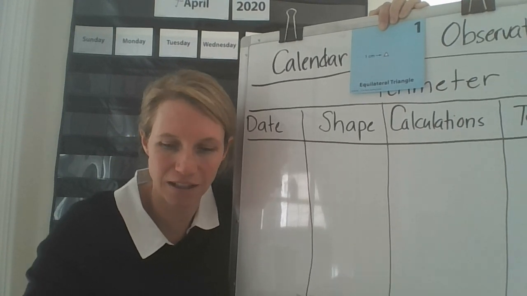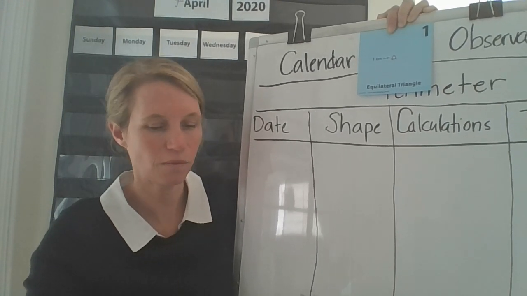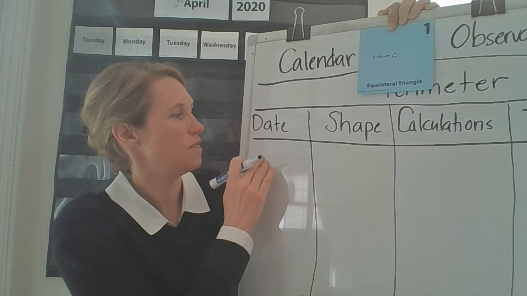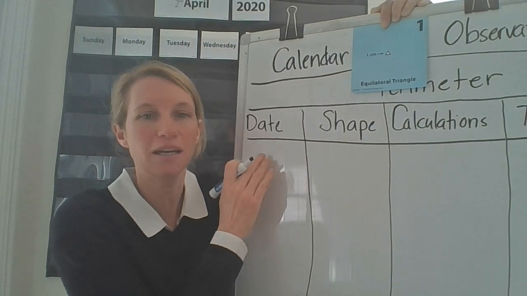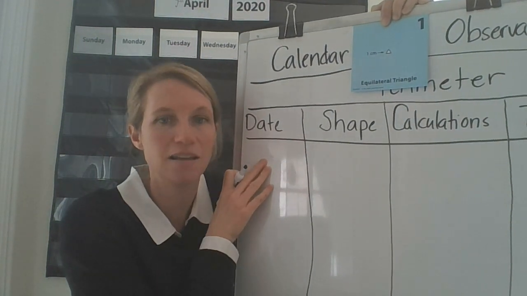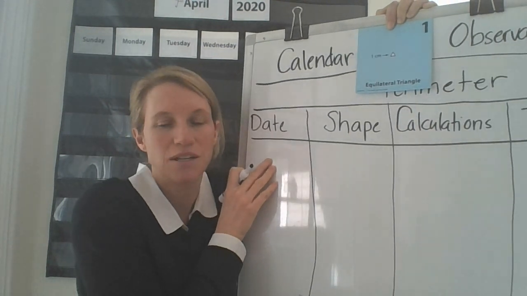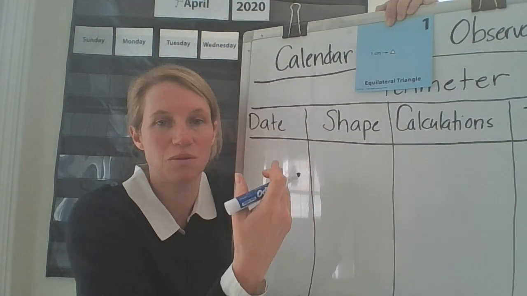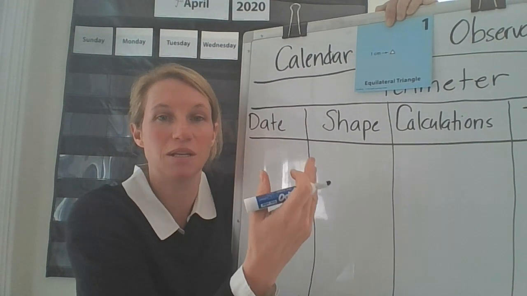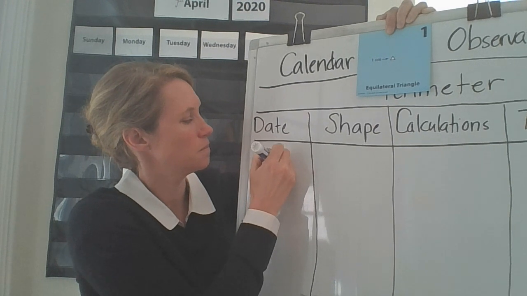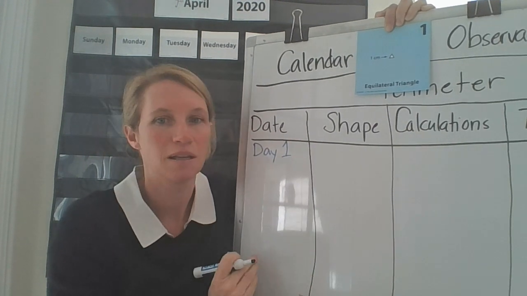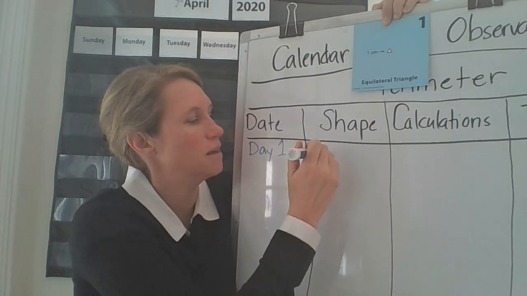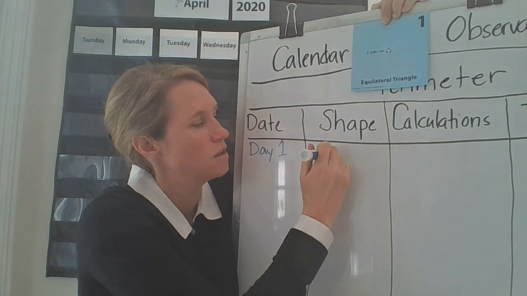Let's fill in our grid together. We know that this is day 1, and I'm not going to have you write the specific date in because I don't know what days we're actually going to be doing Number Corner together. So I'm just going to have you write day 1. Then fill in the shape. And as we said before, it's a triangle.